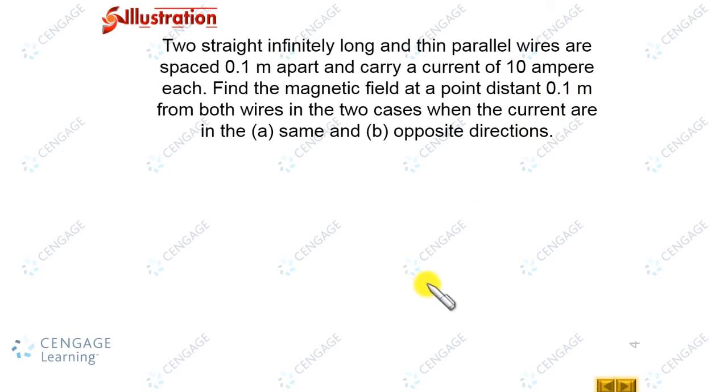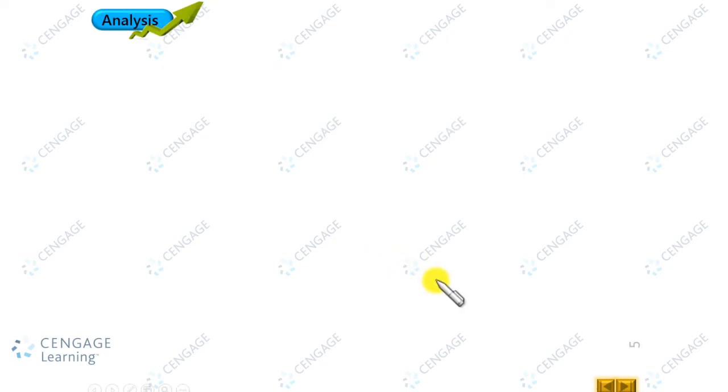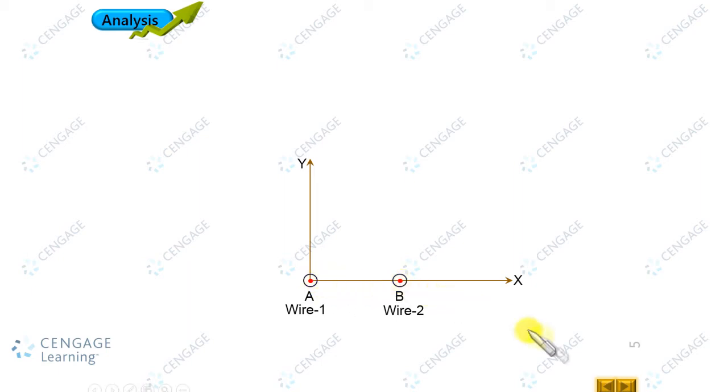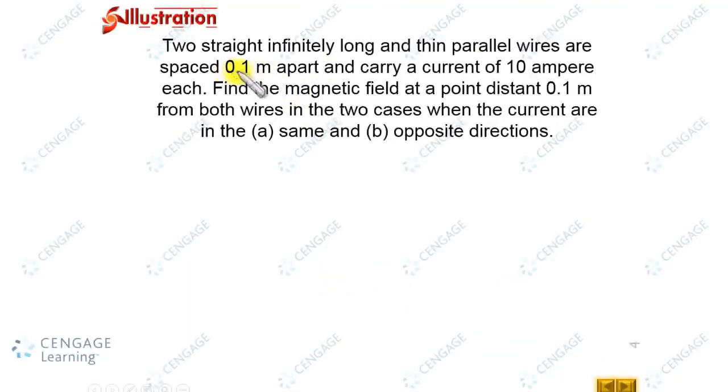Now let us move to the analysis part of this question. So let us make a rough diagram of this situation, and first we are going to consider the same direction. This is wire number 1 and wire number 2. Wire number 1 is called wire A and wire number 2 is called wire B. Both carry the current in the same direction. We are assuming the current is perpendicular to the plane of the screen and toward you, that is away from the screen, right? And the separation between these 2 points is 0.1 meter.